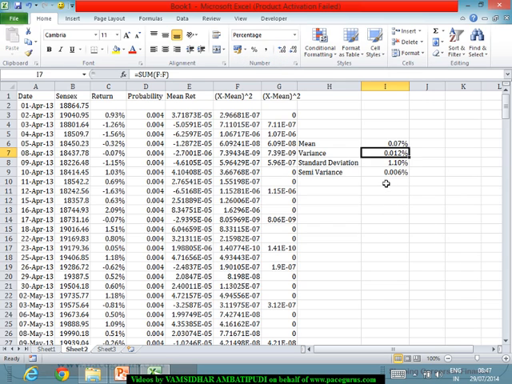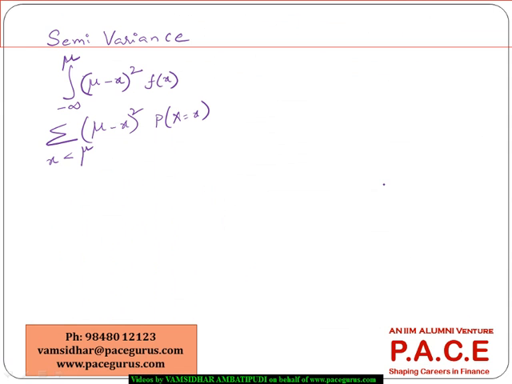whereas variance was showing 0.012%. Now, one thing that we may have to observe is that if the distribution of the returns is more symmetrical, the semi-variance will generally be around half of the variance itself, especially if the distribution is symmetrical in nature.